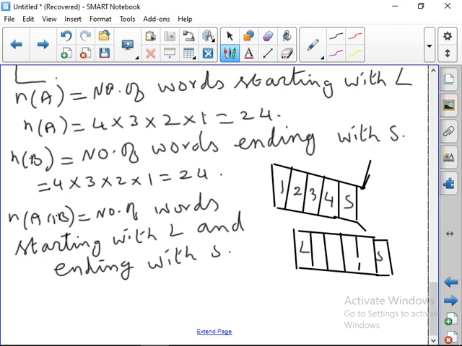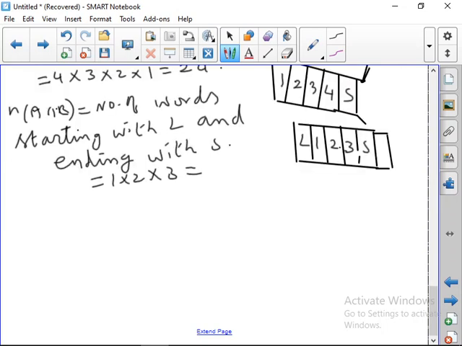1, 2, 3, 4, 5. Okay, here again it's a mistake. So, here only S. Starts with L and ends with S. Therefore, how many ways can this be filled? 1, 2 and 3. Therefore, it is equal to 1 into 2 into 3, because L can be filled in only one way. Similarly, S also can be filled in only one way. Therefore, this is equal to 6.